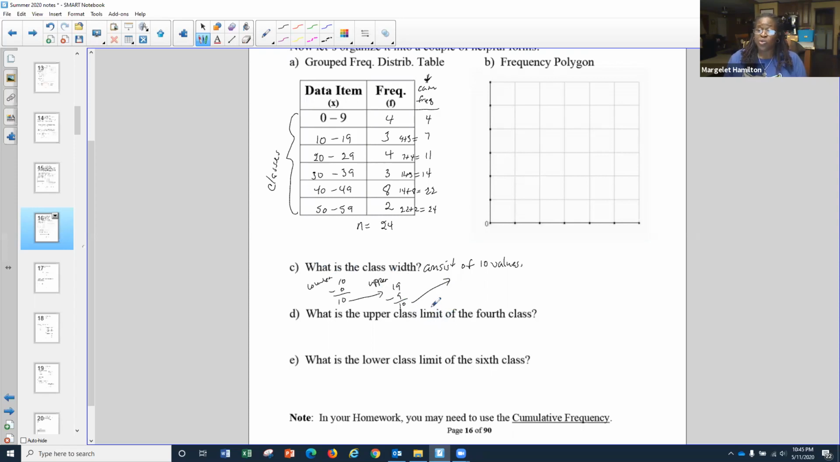Or you can go old school with it. You just count on your fingers like you did. It always works. Okay. Then they ask you, what is the upper class limit of the fourth class? So we've got to count down to the fourth class. 1, 2, 3, 4. And they want to know what is the upper class limit of that. What is it? 39.